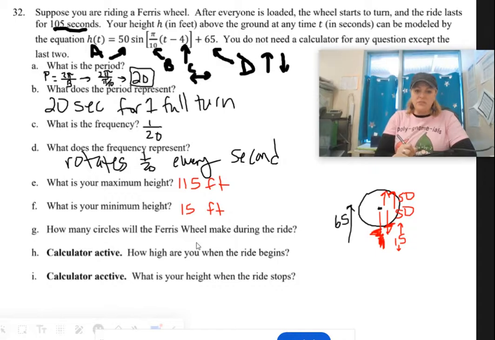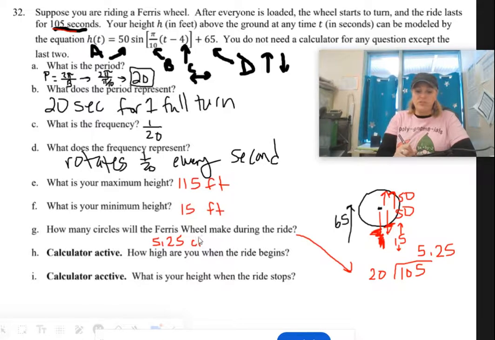How many circles will the Ferris wheel make during the ride? The ride was told to us up here, 105. That's the whole ride, 105. I don't have a ton of room, but I'll take 105 divided by 20, because it takes 20 seconds for each cycle. When you divide that out, you get 5.25, or 5 1/4. So how many cycles? 5.25 cycles, or circles.